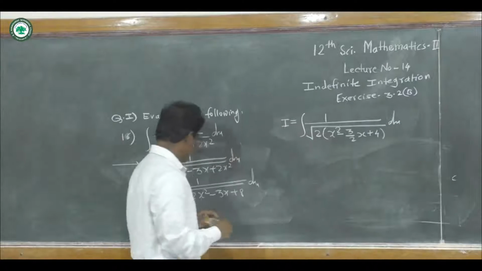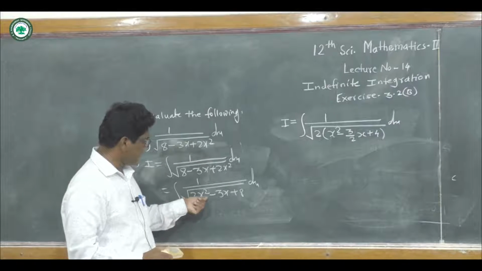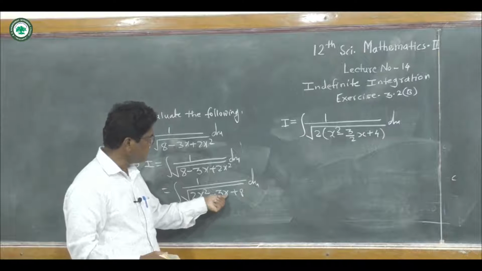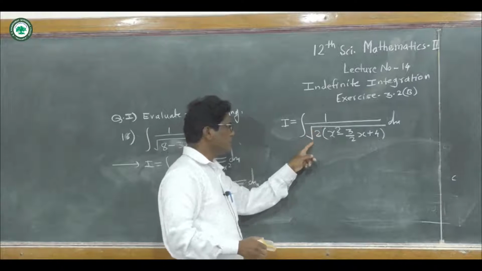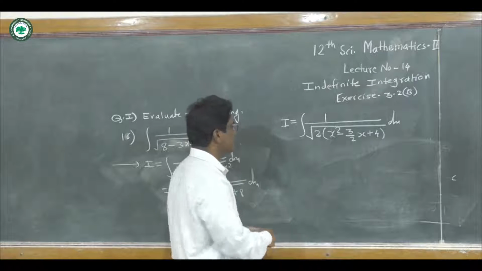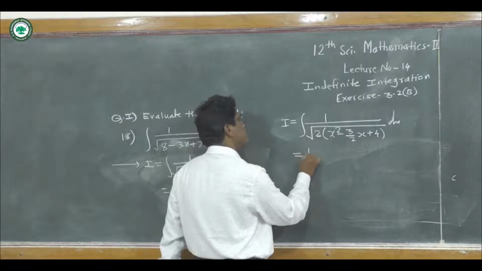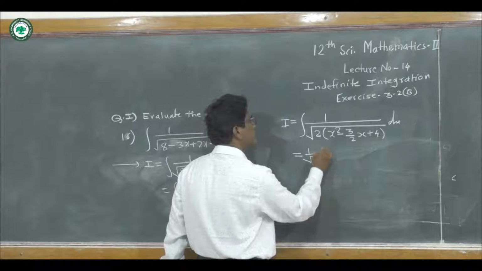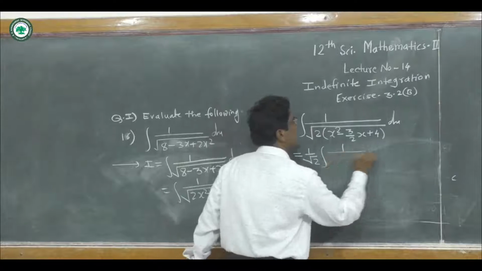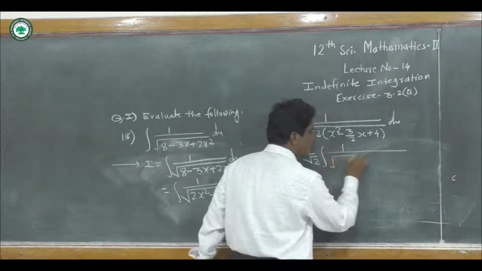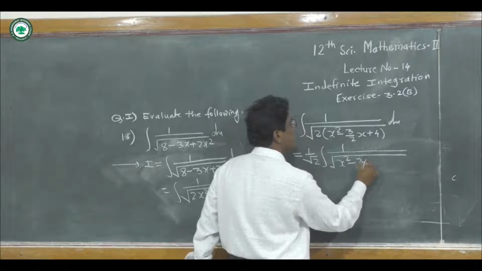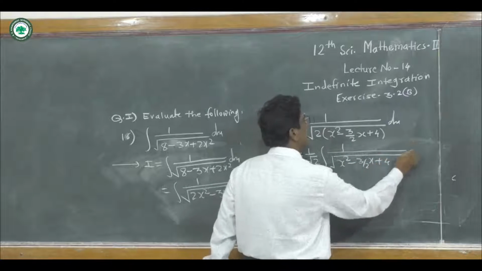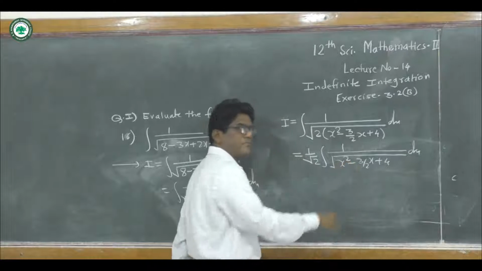See here, when we take 2 common we get x square minus 3 upon 2 into x plus 4 dx. Now take the 1 upon root 2 outside the integral, which is a constant, so it is equal to 1 upon root 2 into integration of 1 upon under root of x square minus 3 by 2x plus 4 dx. Now we have to complete this square.